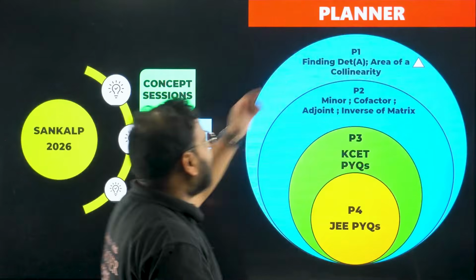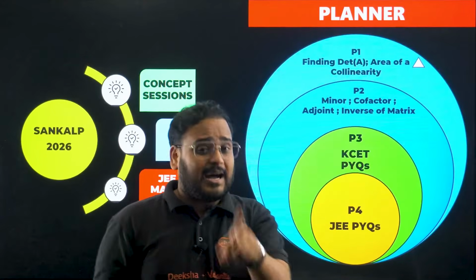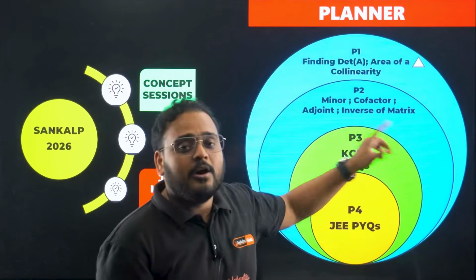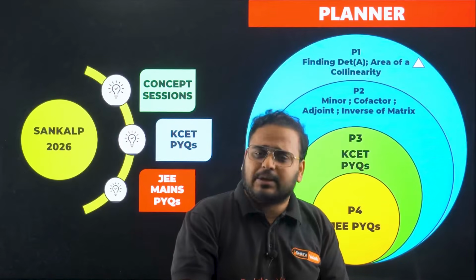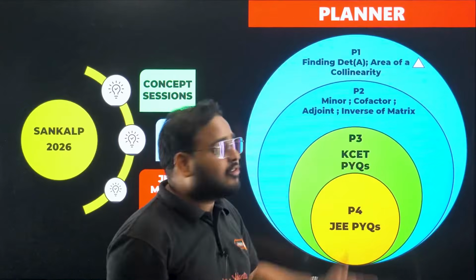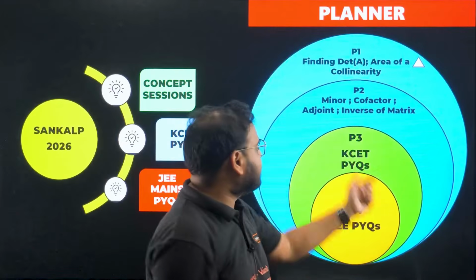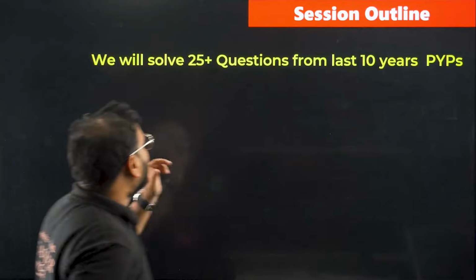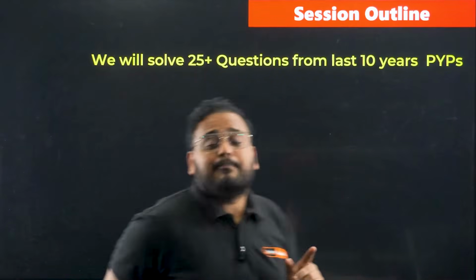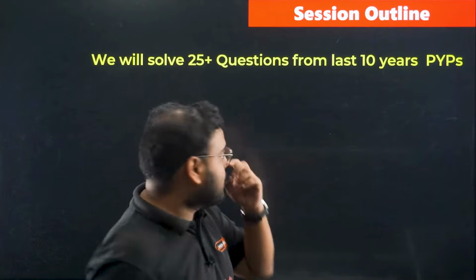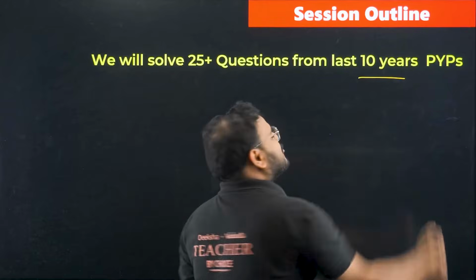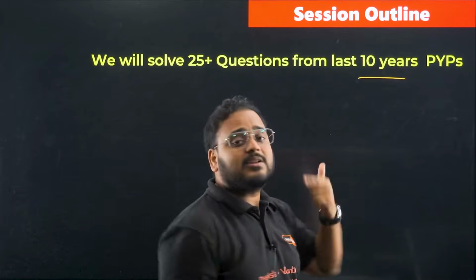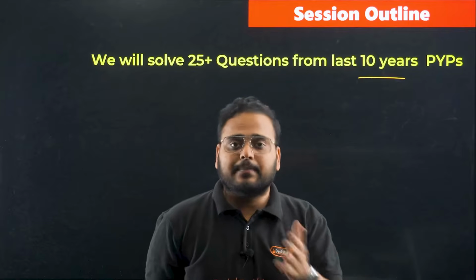So in the planner, part 1 is done, part 2 is done, the concept and the question practice. You guys asked me to put more questions, and I think last session we did almost 20 questions. Part 3 is the session that we're doing right now, KCET PYQs. Next will come JEE Mains PYQs. As I already told you, we're going to discuss 25 plus questions in the session today, the PYQs from the last 10 years of previous year papers. That clear? And again, I have included last year's, which is 2025, paper questions as well.